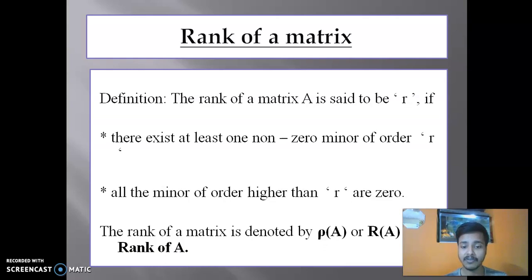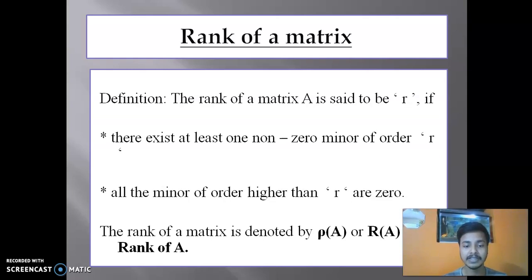The rank of a matrix is denoted by rho of A or R of A or rank of A. Before we start with an example, I would like to make a remark about the rank of a matrix. The rank of a matrix cannot be 0 unless the matrix is itself 0. Only the zero matrix has rank 0. All non-zero matrices have rank at least 1. It may be greater than 1 also, but the minimum rank of a non-zero matrix is 1. So this is the remark you should know.